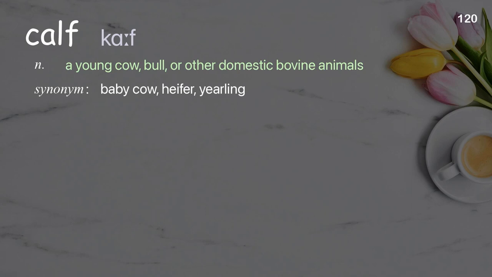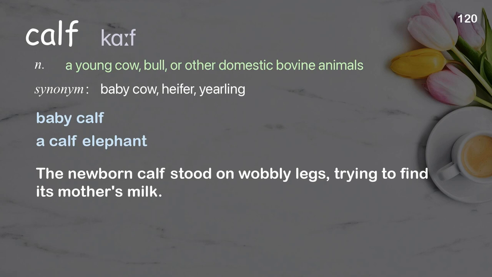A young cow, bull, or other domestic bovine animals. Examples: baby calf, a calf elephant. The newborn calf stood on wobbly legs, trying to find its mother's milk.